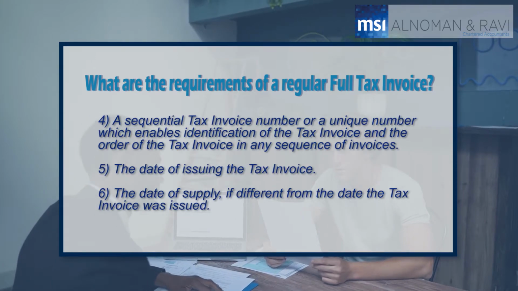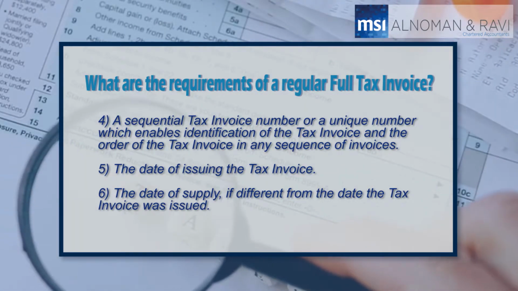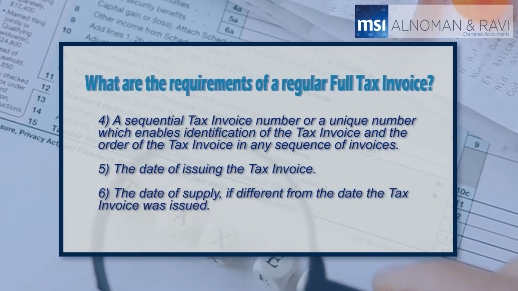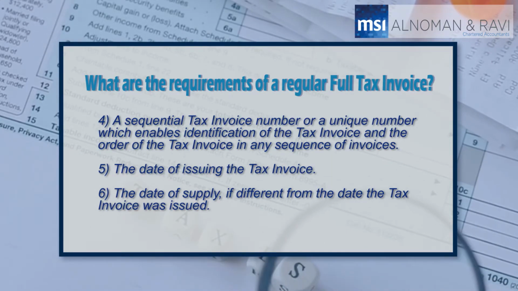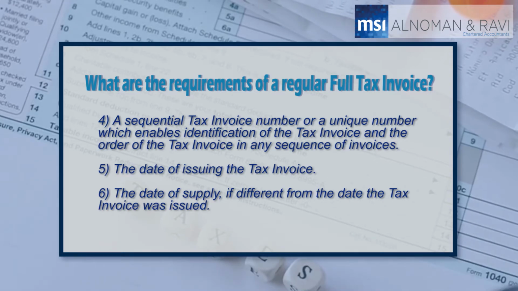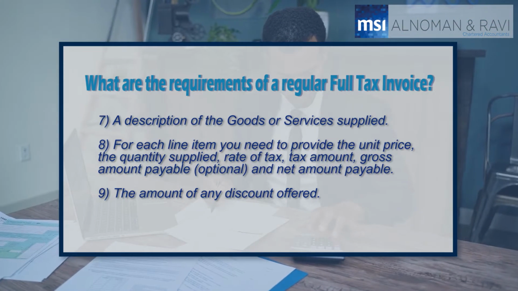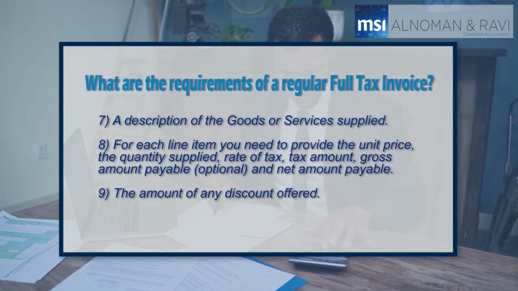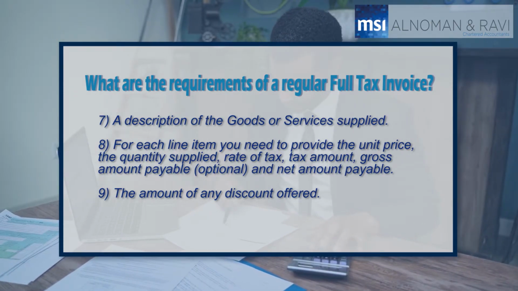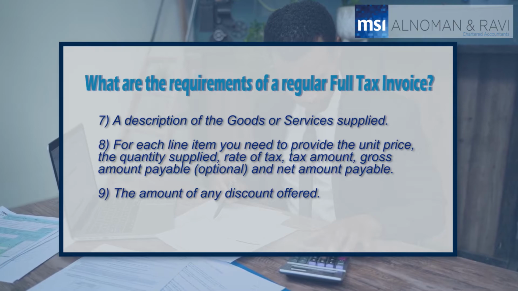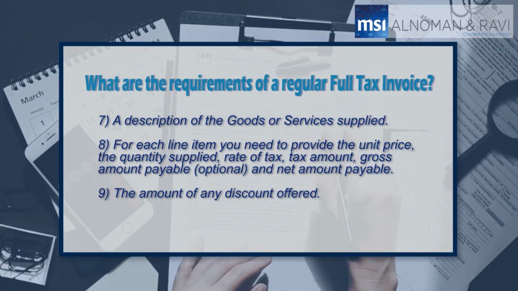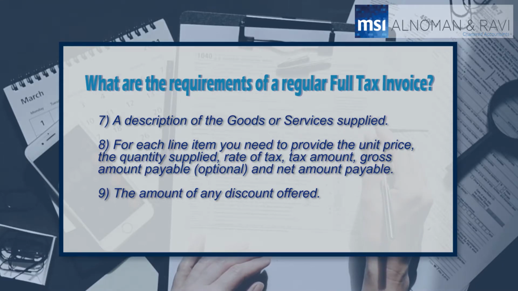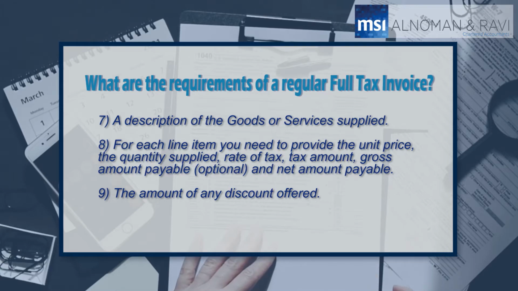A sequential tax invoice number or a unique number must be generated for each invoice. The date of issuing the tax invoice, the date of supply if it is different from issuing the tax invoice, a description of the goods and services supplied. For each line item, it's important to provide the unit price, the quantity supplied, the rate of tax, the tax amount, the gross amount payable, and also the net amount payable. You have to mention if there is any amount of discount which is offered.